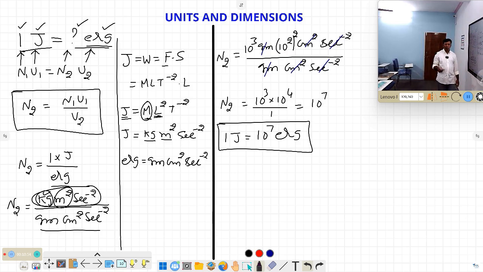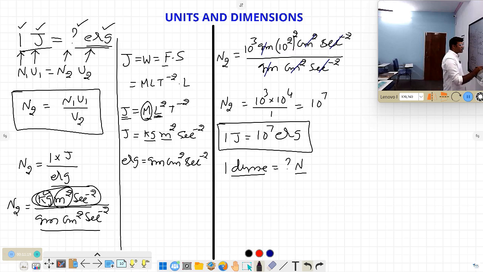Now we'll take one more example, that is 1 dyne. 1 dyne is equal to how much value of newtons? Means 1 is the number, dyne is the unit for force in CGS system, and N is the newton, the unit for the same force in MKS system. So we need to find the SI value. 1 dyne is equal to how many newtons?